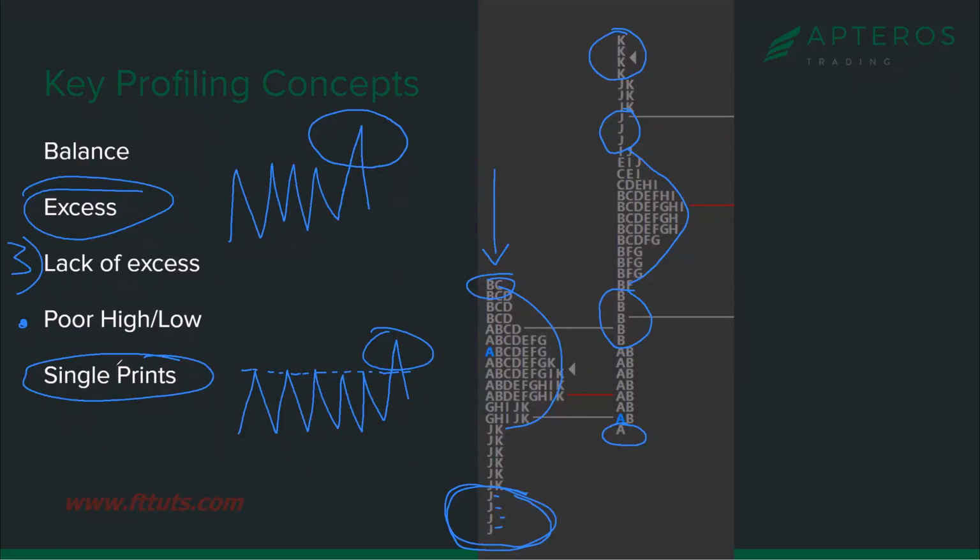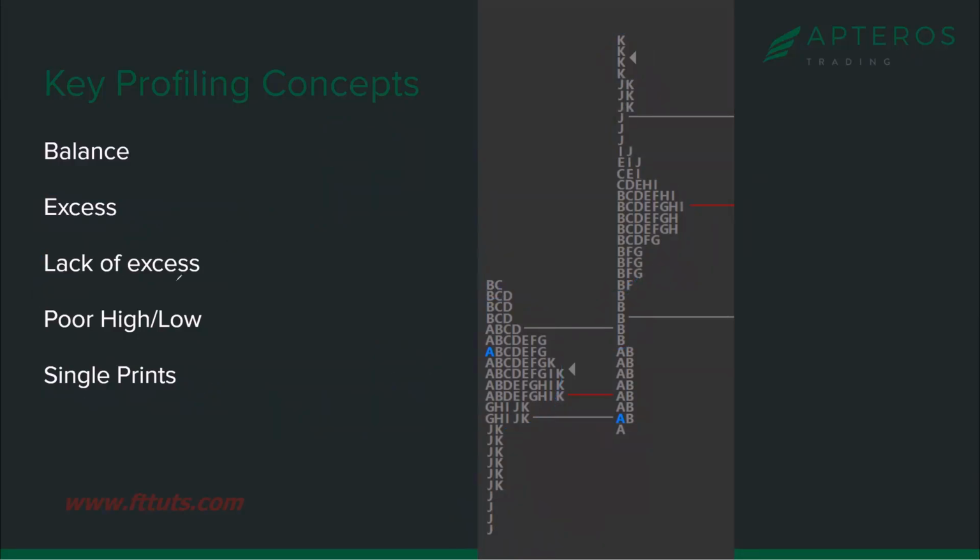And now let's think about things, let's go all the way back to maybe the Toyota Tacoma auction. All of these things were present, right? We had a balance area, right? Now, we had single prints during a nice normal auction process where value was clearly established and everybody's happy, which means that we had excess at the highs and at the lows. And we didn't have any poor highs or poor lows.